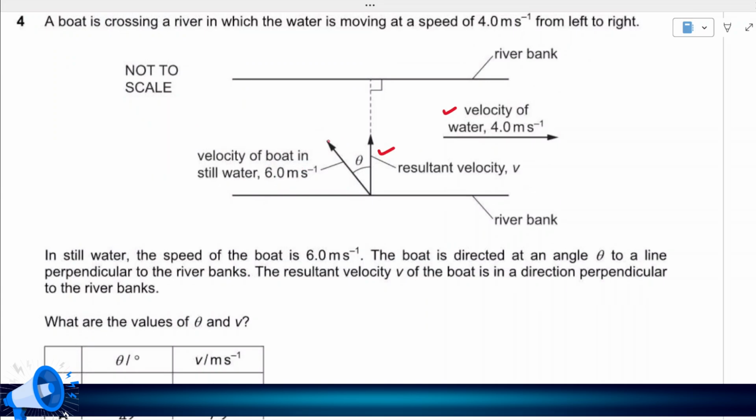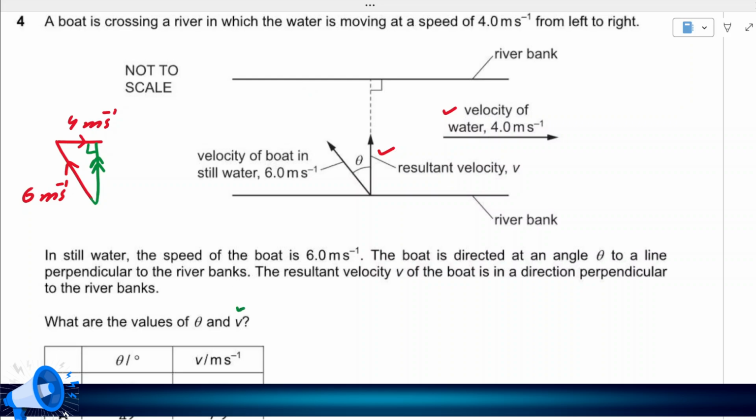So the diagram would look something like this. So let's say this is my first vector, which is 6 meters per second. Then this is my second vector, which is 4 meters per second. Then the resultant vector is always from the start towards the end. So this is your resultant vector. And the angle here is 90.